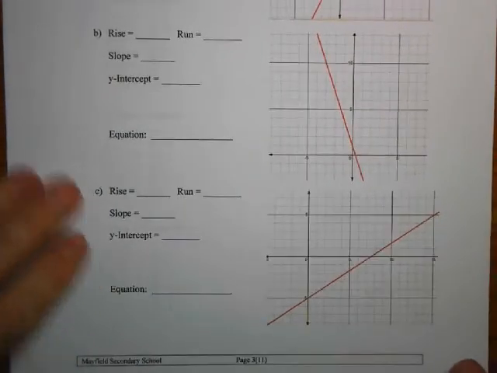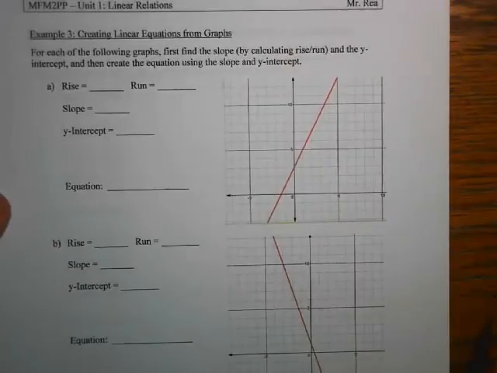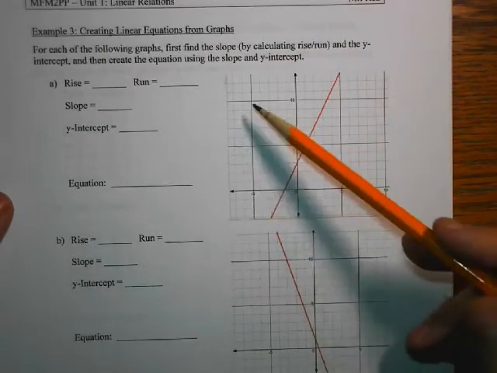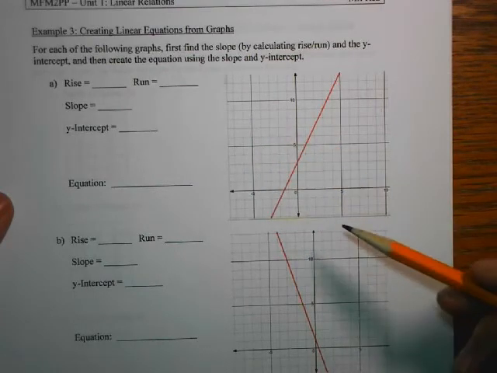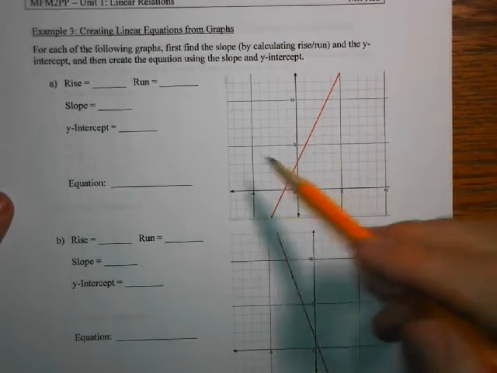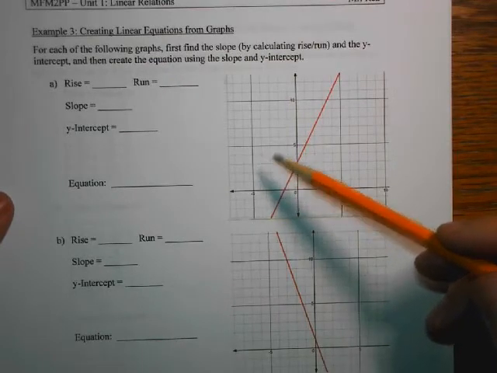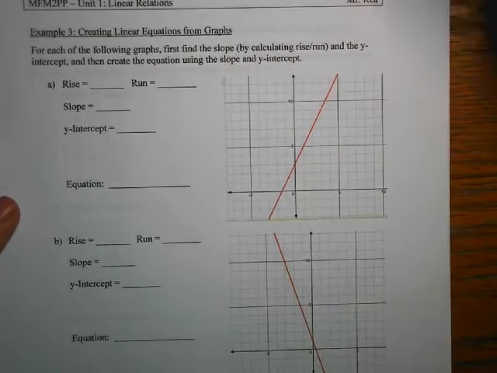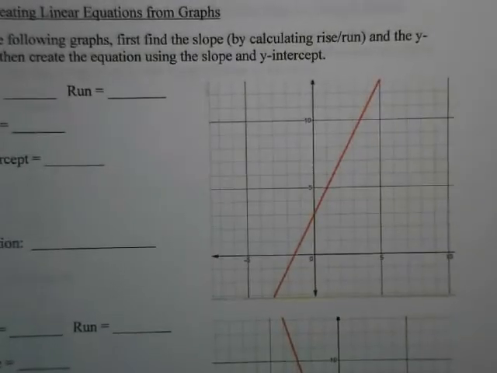Now we get into the interesting part. This is probably the most important part of the lesson. So for each of these, I'm giving you a graph. And what we're going to do is calculate the slope. We're going to do that by finding the rise and run. So I'll show you how to do that. Now, once we get the rise and run, we figure out the slope. And then we've got our m and our b values just like we had in the last examples, and we use those to create the equation. So I'm just going to zoom in a bit so we can see the graph a little bit better.